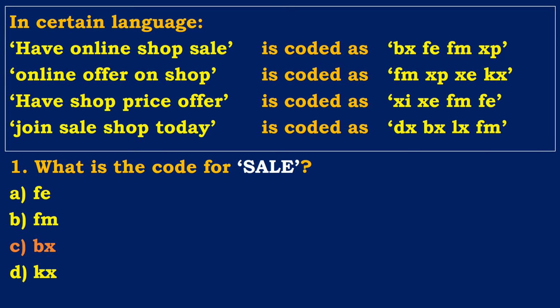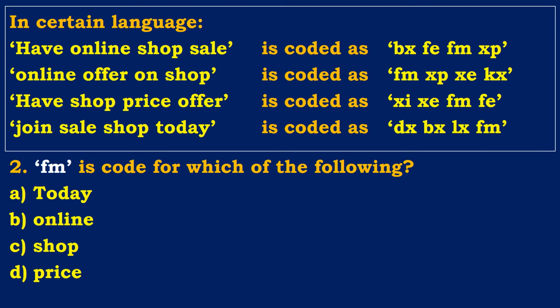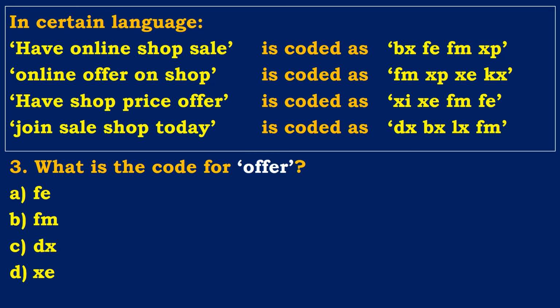2. FM is the code for which of the following? The code FM appears in all of the sentences, and the associated word is shop. Option C is correct. 3. What is the code for offer? The word offer appears twice in the second and third sentences. It is coded as XE. Option D is the correct option.